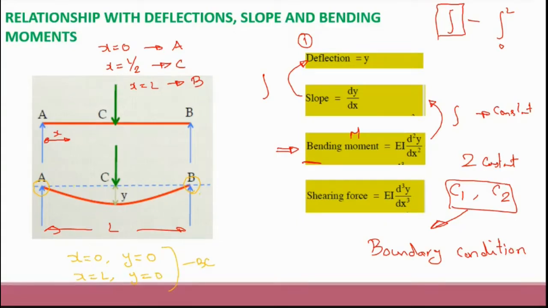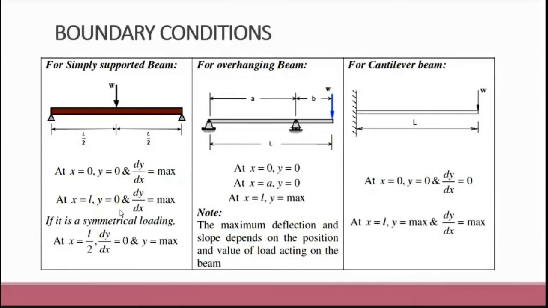It changes, it depends on different types of beams. So that's why I say that this boundary condition indicates the physical model of a particular problem. And we consider these are the boundary conditions for different cases. This is for a simply supported beam. When x is equal to 0, y is 0. This is what we discussed. When x is equal to L, y is 0.